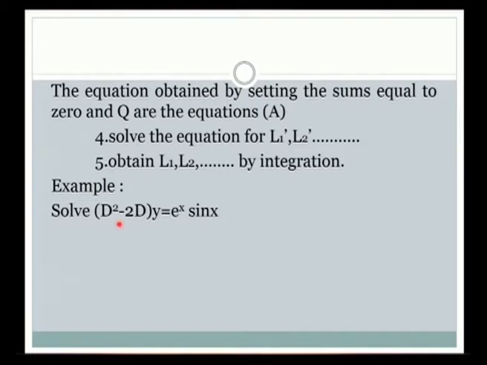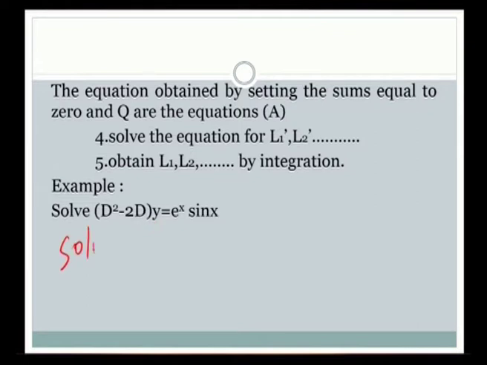Now, we will do an example to understand the concepts we learned in finding the particular integral. The example given here is: solve (D square minus 2D) y is equal to e power x sin x. This is a non-homogeneous second order differential equation. So, the solution of this differential equation consists of a complementary part and a particular integral. We will be using the variation of parameter method to find the particular integral.